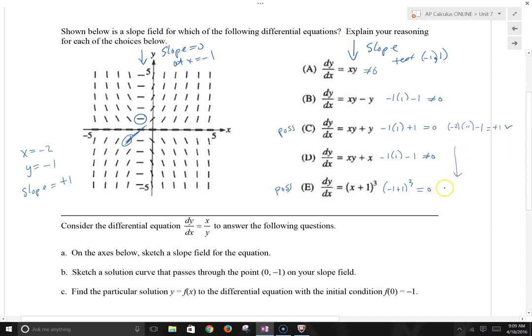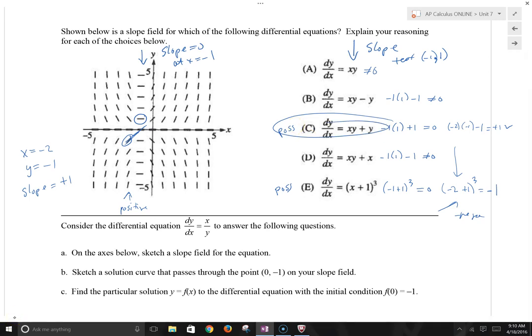Then we'll try down here. We have negative 2 plus 1 cubed, negative 1 cubed is equal to negative 1, and we wanted it to be positive. We didn't even have to know the value, we just need to know that these are positive slopes, and this was obviously negative. So our answer then is C.